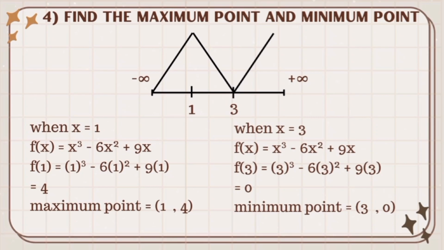Therefore, when x equal to 1, insert the value of 1 into the function and find its value, which is 4. Thus, the maximum point is located at coordinate (1, 4). Next, when x equal to 3, insert the value of 3 into the function and we will get 0. So the minimum point is (3, 0).